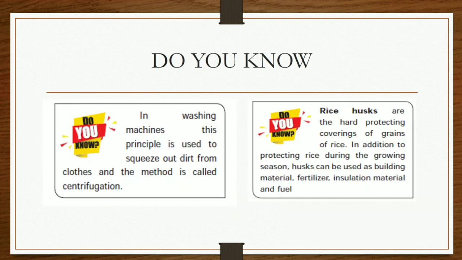Do you know? The method of squeezing clothes in a washing machine uses this centrifugation method, which is used in churning. And the rice husks are a very hard protective covering of the grains of rice. In addition, for protecting rice during the growing season, the husk can be used as a building material, fertilizer, insulation material, and even as a fuel. Thank you.